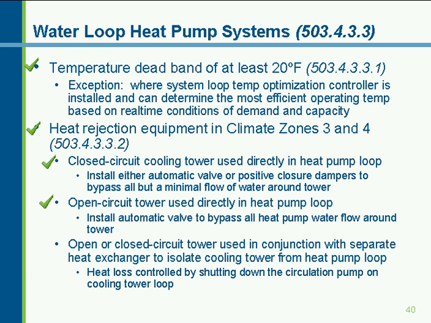If you've got an open-circuit tower used in conjunction with a heat exchanger that isolates the tower from the heat pump loop, you must control the heat loss by shutting down the circulation pump on the cooling tower so that you're not rejecting heat through the cooling tower when you don't need to be doing that. And that was climate zones 3 and 4.